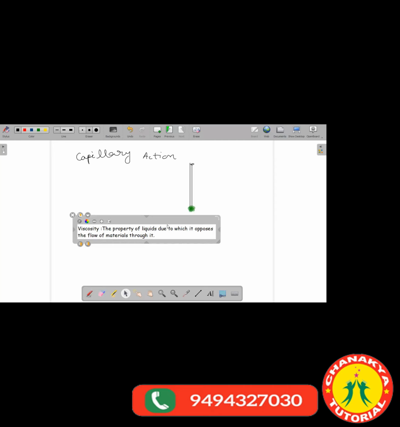In simple words, suppose you want to move your spoon through honey, and suppose you want to move your spoon through water. Moving your spoon through honey is more difficult as compared with water. Okay. It is because honey has more opposition, and that opposition is the backward dragging force, which we can also call the friction of fluids.